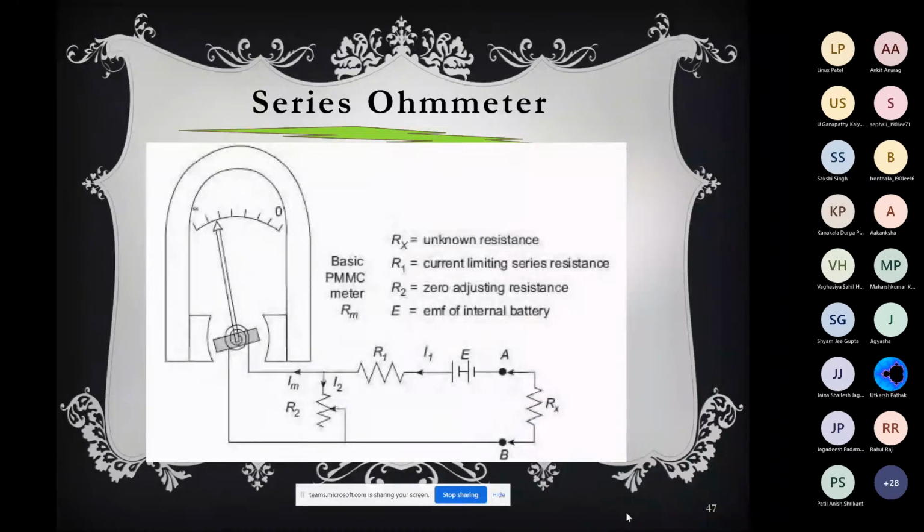Once you vary the resistance R2 so that it shows the 0 point when A and B are short circuited, that means your meter is somewhat calibrated, and then you can start taking the measurement of the unknown resistance. That's all. That is why R2 is called the zero setting resistance.